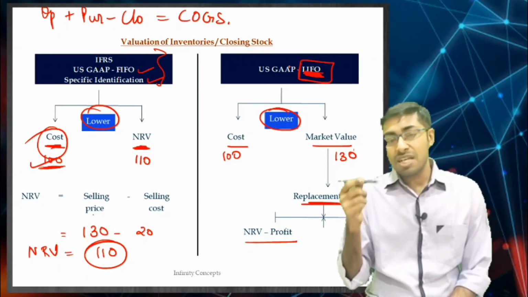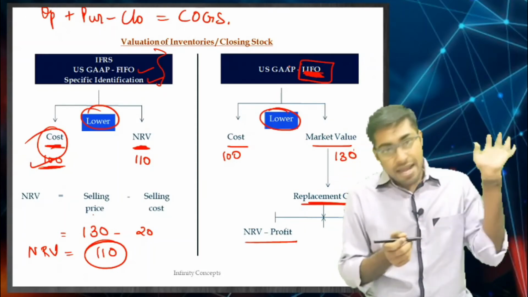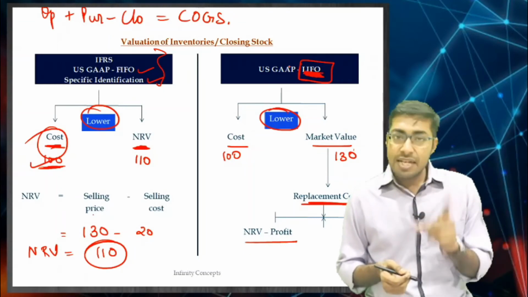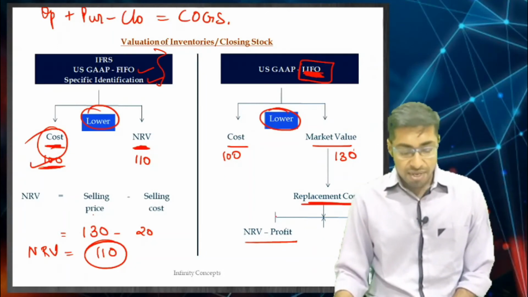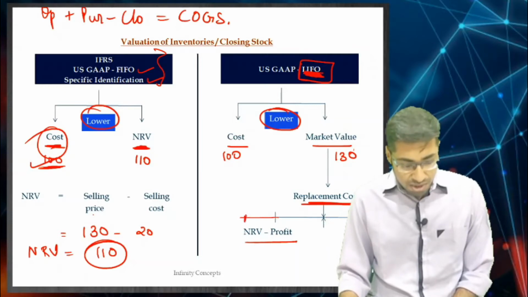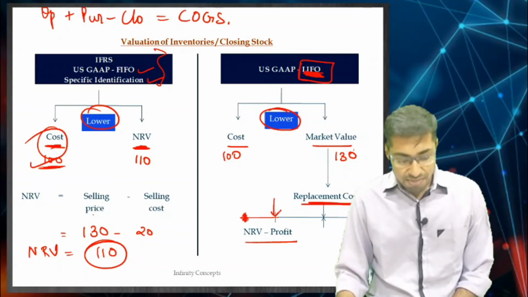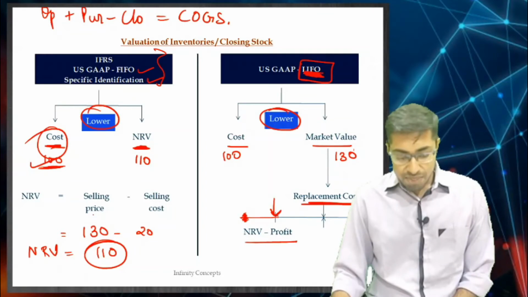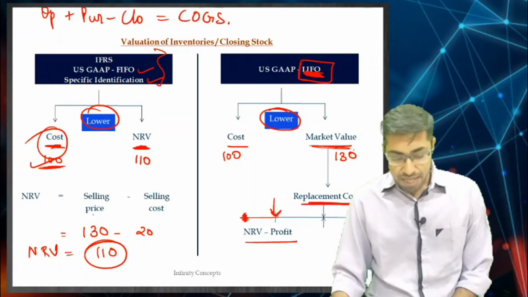The replacement cost is the amount at which this pen can get replaced in the market. In case this pen gets lost, you will have to buy a new pen from outside. At what price will you be able to buy this pen from outside? That is known as the replacement cost. Replacement cost has to be between NRV and NRV minus profit. If the replacement cost is above NRV, the market value will not be taken as that; it will be taken as NRV. If it is below, it will be taken at most as NRV minus profit.